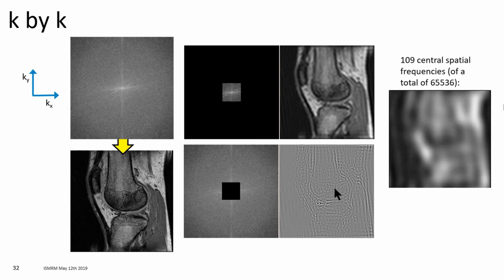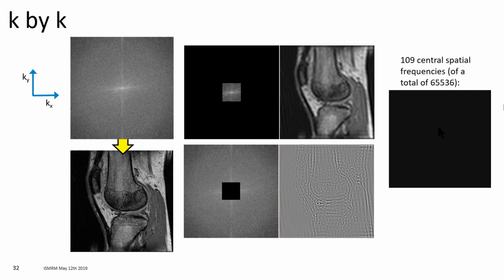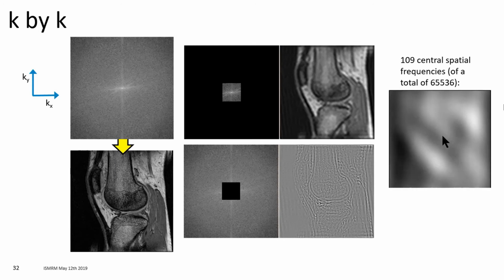And again, you can see here, if I've added together the central 9x9 spatial frequencies, you can see the waves adding and subtracting from each other, interfering to start to form the image.